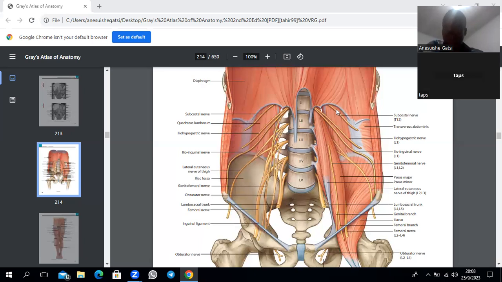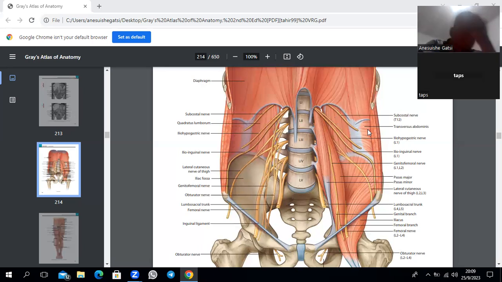So the subcostal nerve enters the abdomen behind the lateral arcuate ligament, runs downward and laterally on your quadratus lumborum muscle, and reaches the lateral border of the quadratus lumborum muscle here. Then it goes into this aponeurosis that you see. It's going to pierce this aponeurosis here, and that's the aponeurosis of the transversus abdominis.